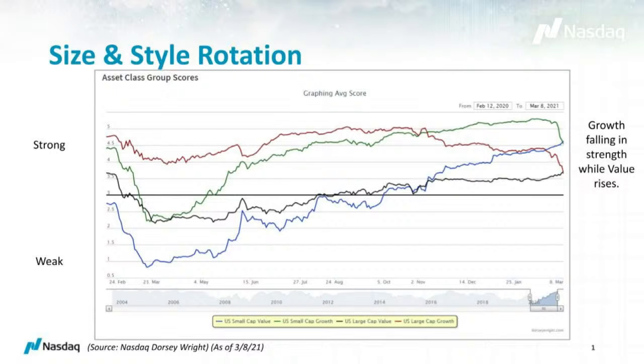So U.S. small value, U.S. large growth as an example. And this is using data from Nasdaq Dorsey Wright. The scale goes from 0 to 6, 6 being the strongest. So it plots those scores over time.